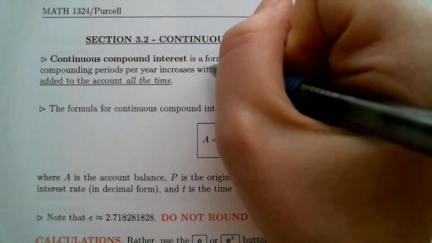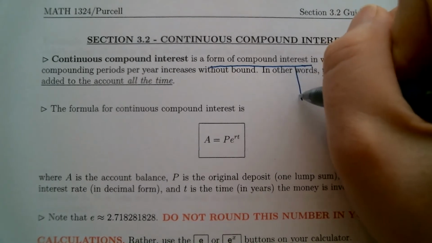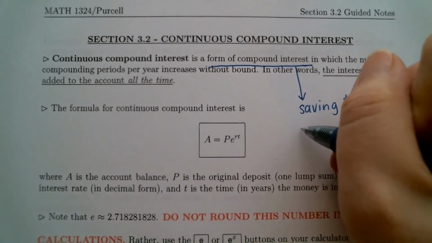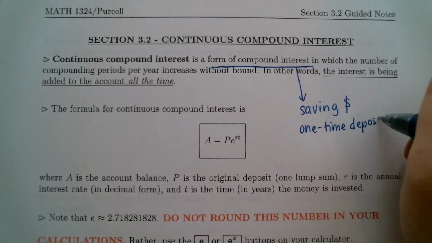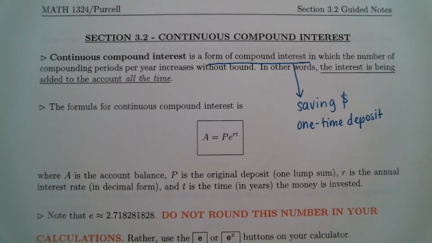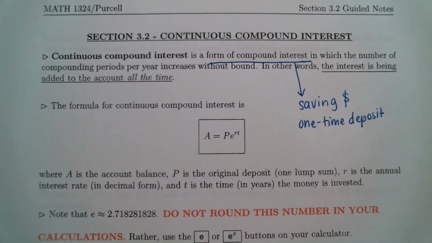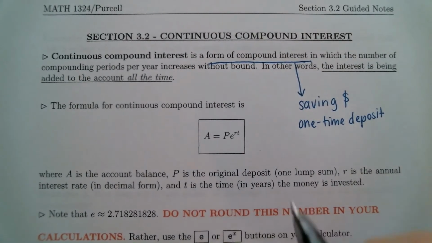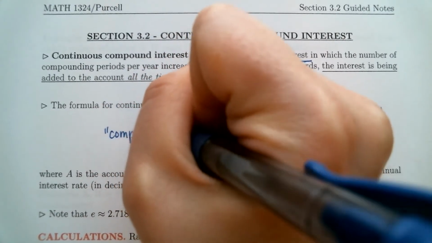Since it is a form of compound interest, you would use this in a similar situation to the regular compound interest formula, where you are saving money through a one-time deposit. And the way you're going to identify that you will use this formula instead of the other compound interest formula, which is this one, is that you are going to see the phrase compounded continuously. Very easy to spot.